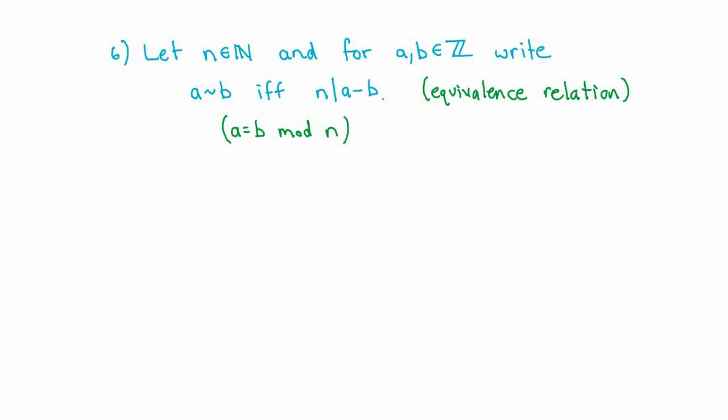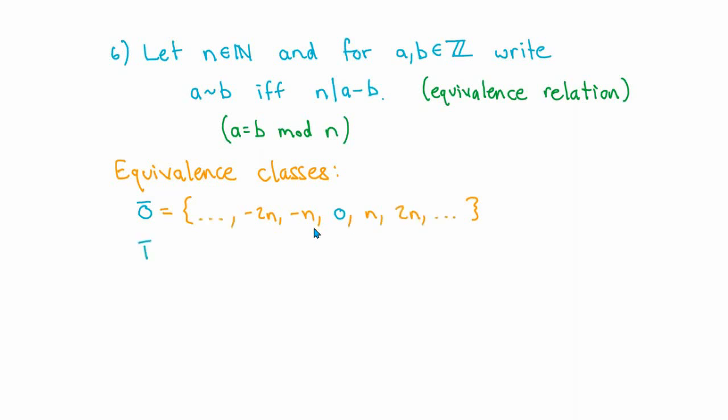Now let's take a look at our final example, which is the integers modulo n. So if our equivalence relation is that two integers are equal to each other modulo n if and only if n divides their difference, then what are the equivalence classes? Well, we can start by looking at the equivalence class of 0, and of course 0 is in there, together with all of the other multiples of n. Similarly, if you look at the equivalence class of 1, you get the set of all numbers of the form 1 plus a multiple of n.